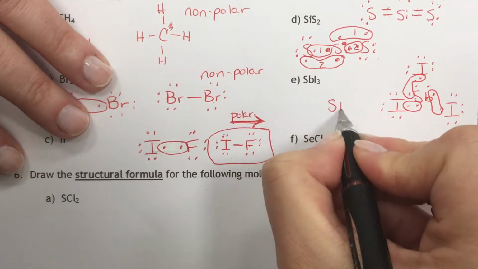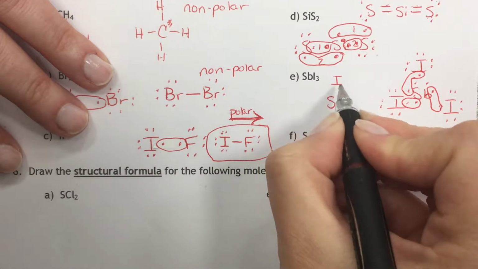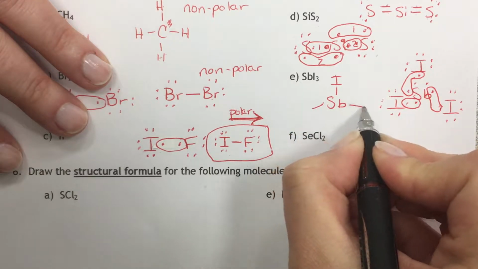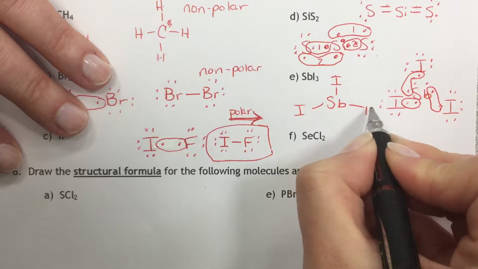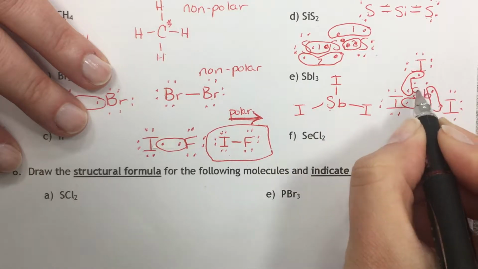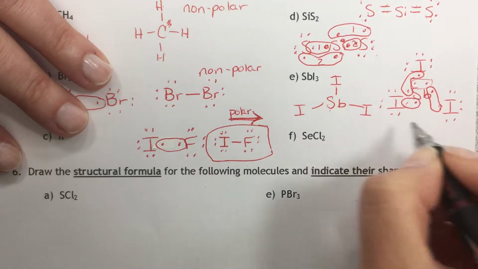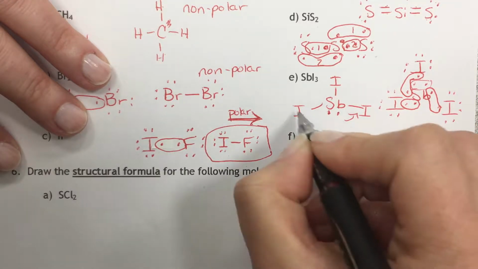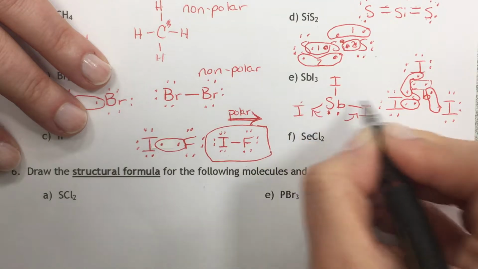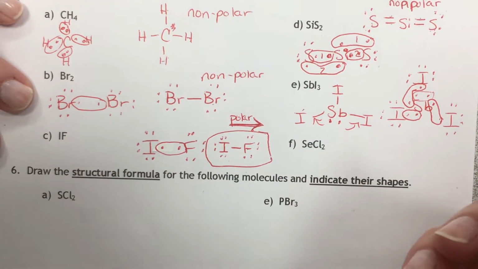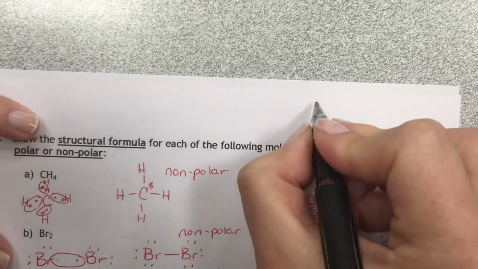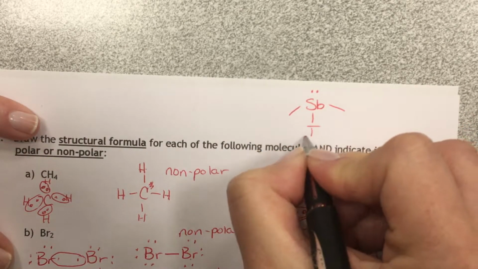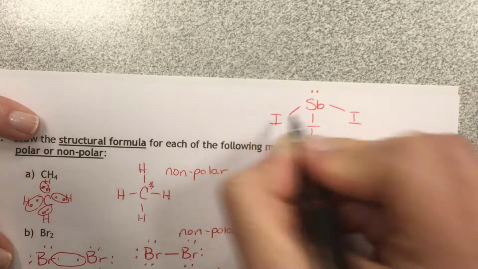So you'll have Sb, you'll have iodine up here with 1 bond, iodine here with another bond, and we also have this lone pair. So this lone pair will actually push these 2 out, and then we have a pyramid shape. Do you remember the pyramid shape? Let me redraw it up here. Sb with 2 electrons, and you have 3 iodines.